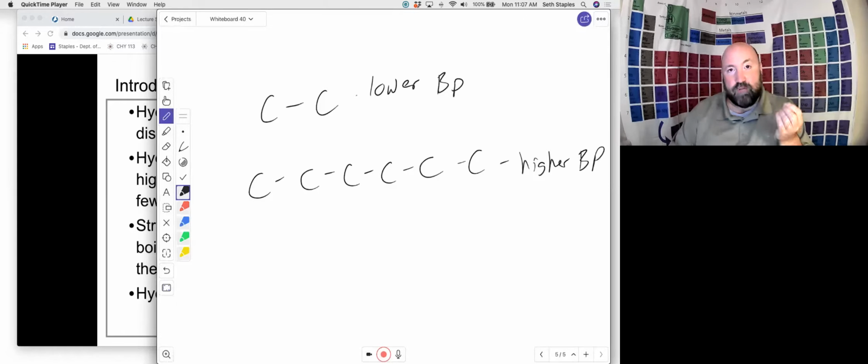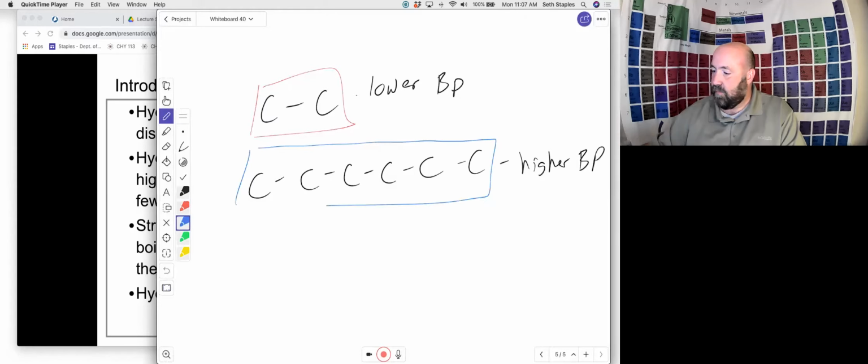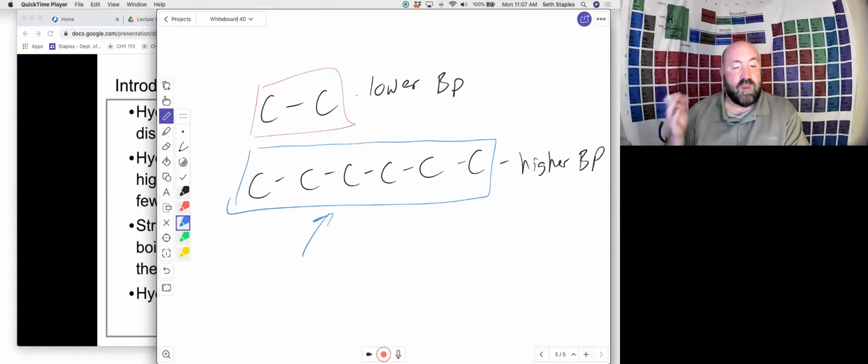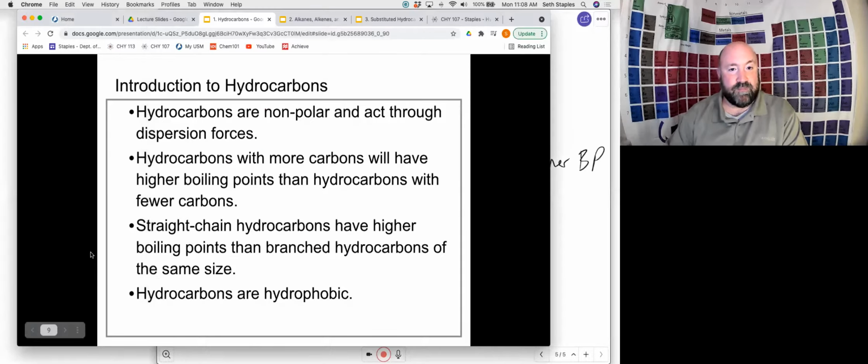Even though they are just dispersion forces acting on them, there's less surface area for this compound compared to this compound. And so the greater surface area we see with that 6 carbon chain leads to increased dispersion forces in general. There's just more area for the dispersion forces to act, a greater force holding the compounds together, which leads to more energy needed to break them apart, and so higher boiling points. So if we have straight hydrocarbons, nothing else going on, just carbons and hydrogens, then smaller chains will have lower boiling points, and longer chains will have higher boiling points.